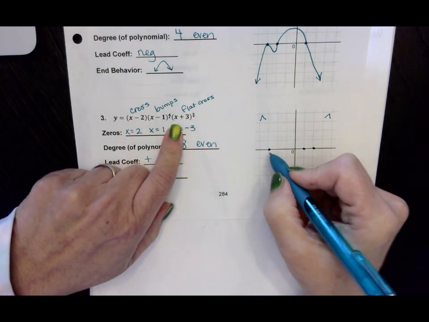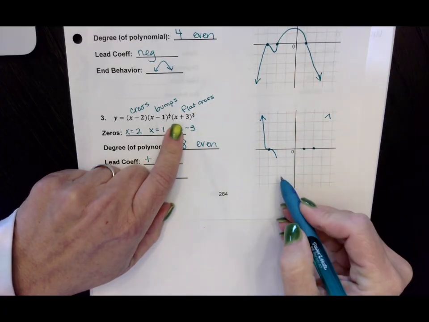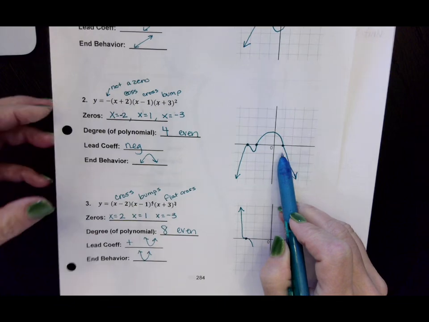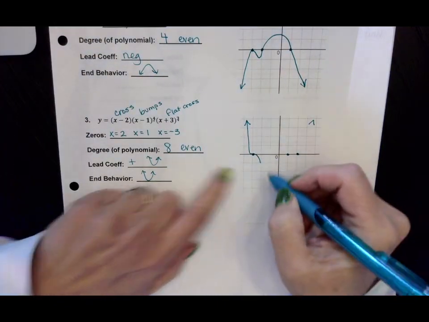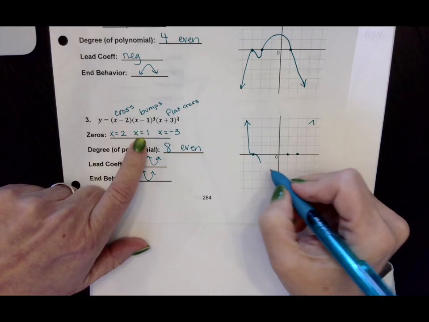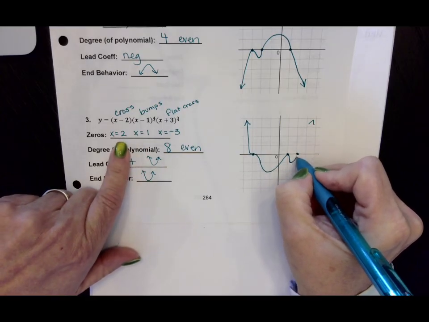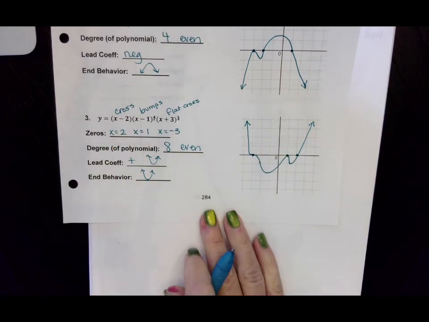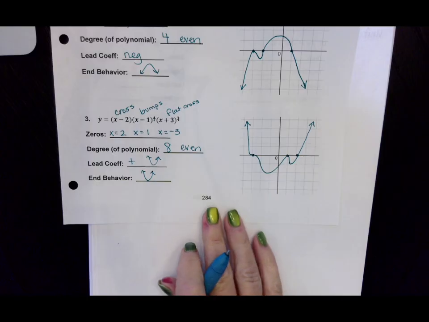All right, so that one's first. So I'm going to come down here and I'm going to try to flat cross through this. So do you see a difference between this one that goes straight through and this one, which kind of flat crosses? So I have a flat cross, and then at 1, I'm going to bump, and at 2, I'm going to cross.